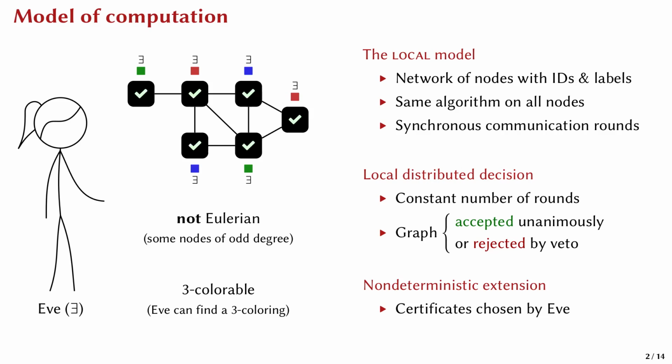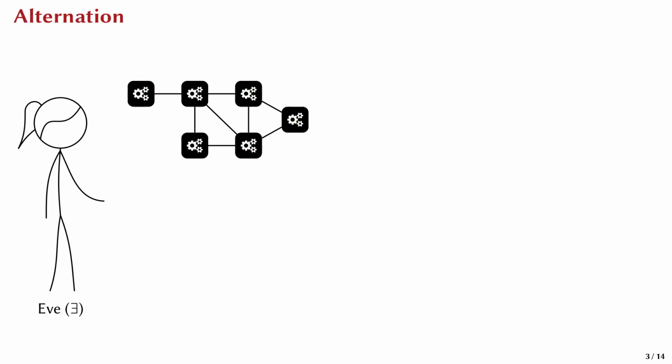Of course, there's an underlying assumption here. And the assumption is that Eve really wants the graph to be accepted. So as long as there exists a valid coloring, she will find it. Now, to make things even more interesting, we introduce a second protagonist who will play the role of the opponent. This is Adam, and his goal is to get the graph rejected. And now we let the two play a little game.